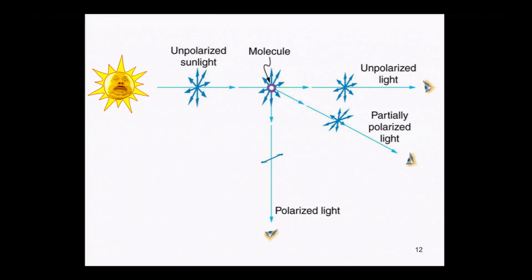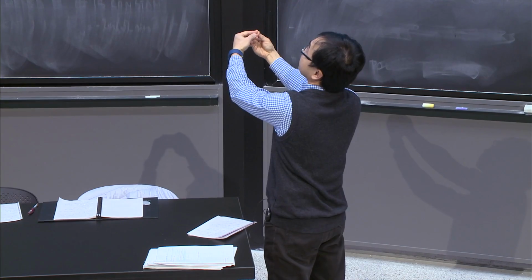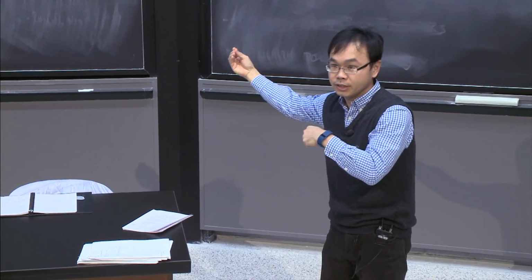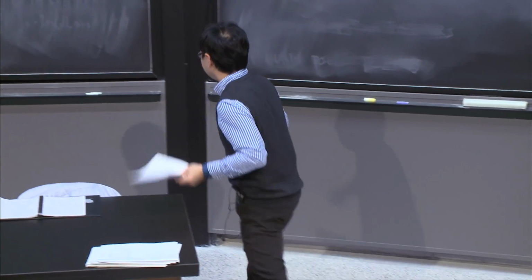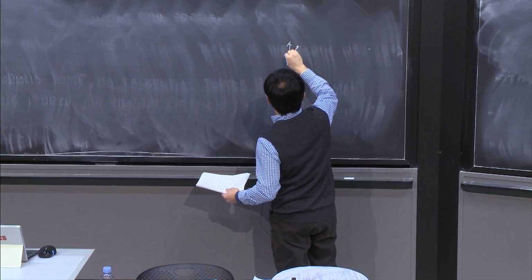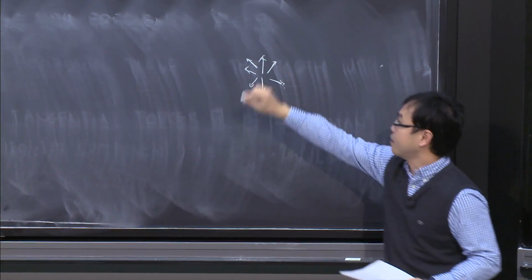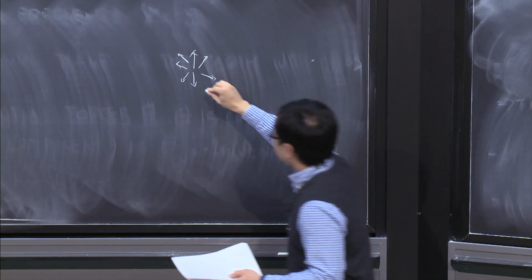The interesting thing is that, okay, if you have a molecule here, and you have some unpolarized sunlight shining on this molecule, and that changed direction by 90 degrees, okay? What is going to happen is that since originally you have unpolarized sunlight, therefore you have all kinds of different polarization if you look at the electromagnetic wave.